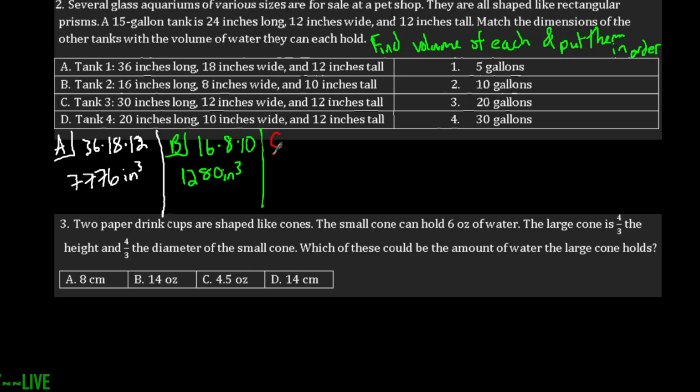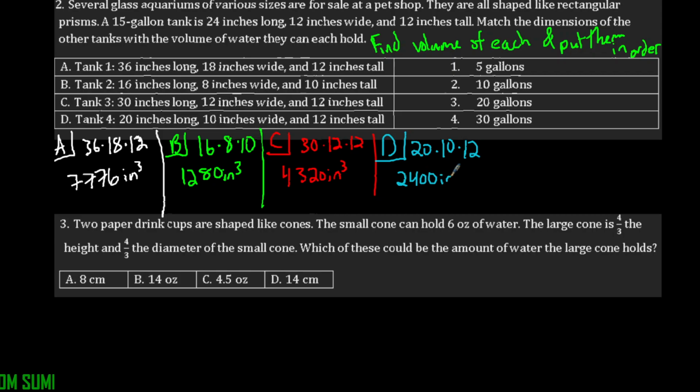And then we can do for C. For C, we have 30 times 12 times 12, which is going to be 4,320 inches cubed. And lastly, but certainly not leastly, rectangular prism D, or tank D, I should say, is going to be 20 times 10 times 12. And that's going to be 2,400 inches cubed. So now let's match these up.